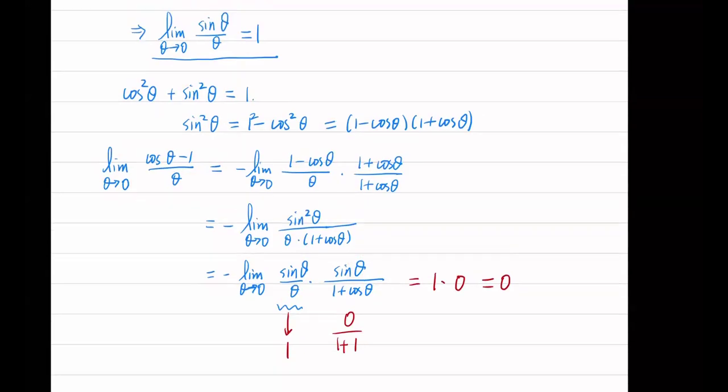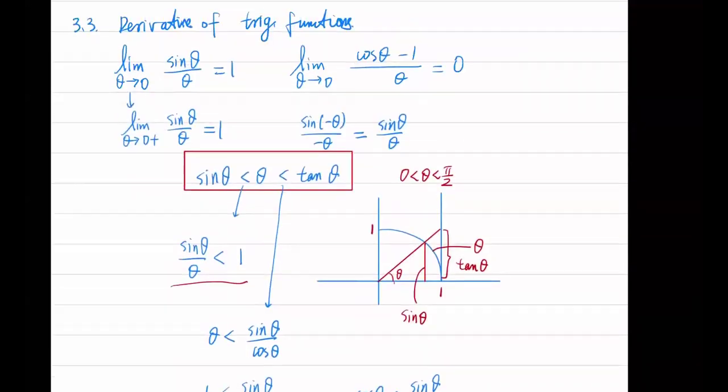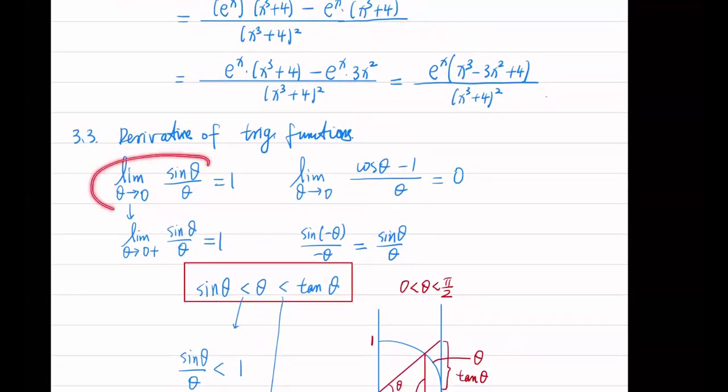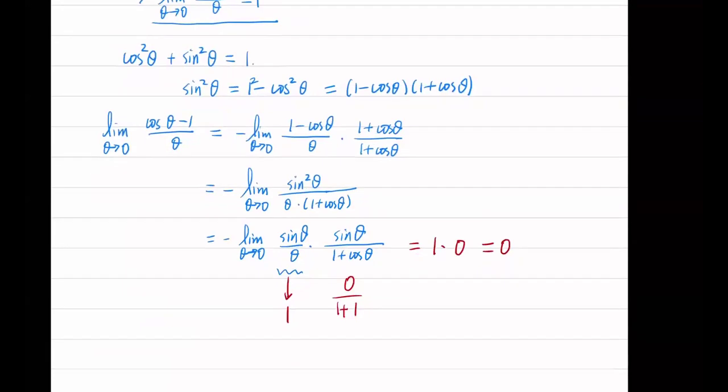Okay, so now we have the two limits. The limit of this goes to 1, the limit of this goes to 0. We can reformulate these two limits in terms of derivatives. For the first one, f(x) equals sine x. Now, what's the derivative at 0? What's the definition? The derivative of a function at 0 is a limit.